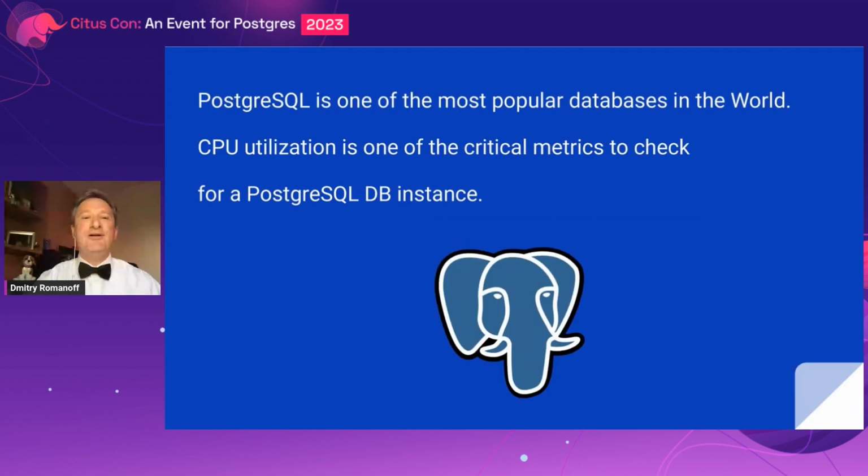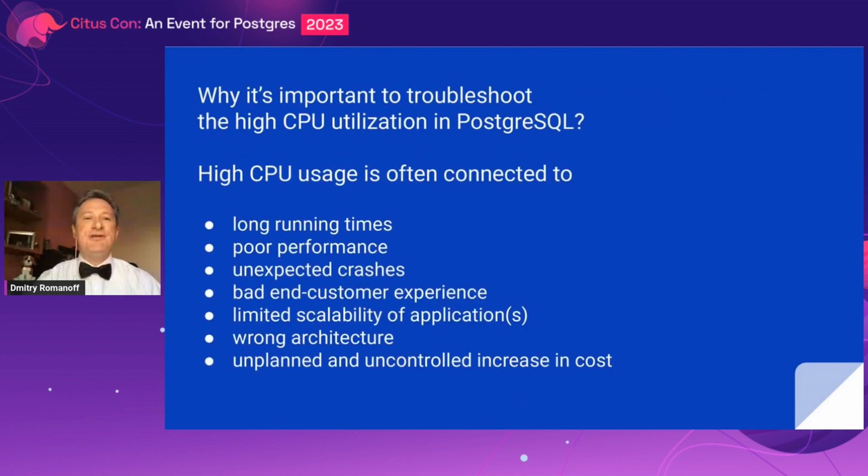Postgres is one of the most popular databases in the world. CPU utilization is one of the critical metrics to check for a Postgres database instance. Why is it important to troubleshoot high CPU utilization in Postgres? High CPU usage is often connected to long running times, poor performance, unexpected crashes, bad end customer experience, limited scalability of applications, wrong architecture, unplanned and uncontrolled increase in cost.